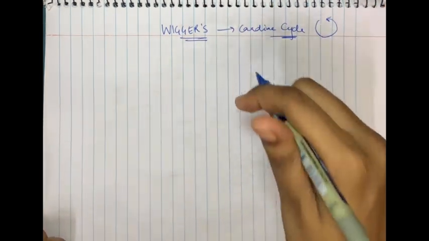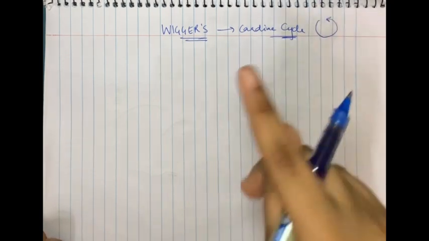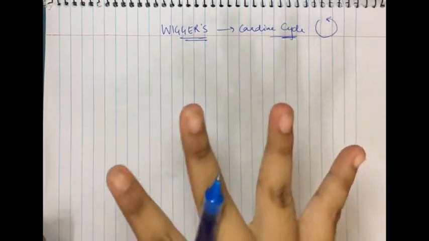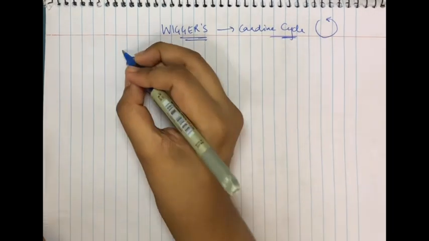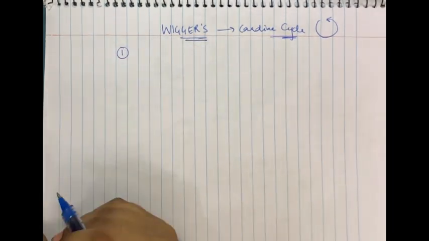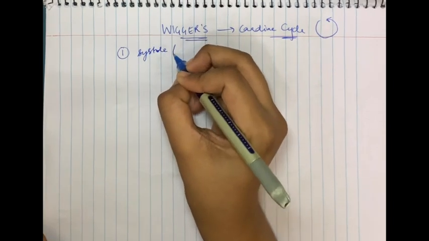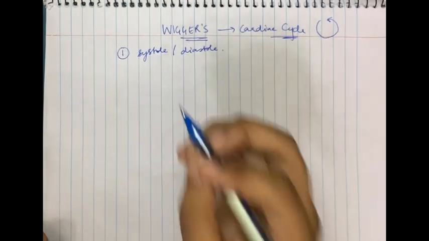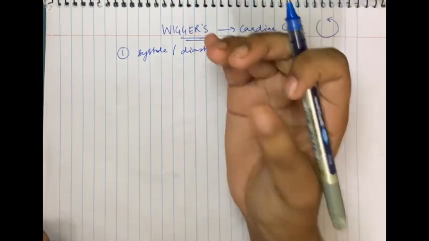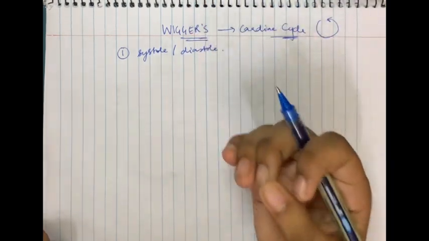And for you to understand the cardiac cycle, I've already made videos. But apart from that, let me just explain to you some important terms. Number one, let us talk about systole and diastole. Systole is basically the contraction of any particular aspect of the heart.